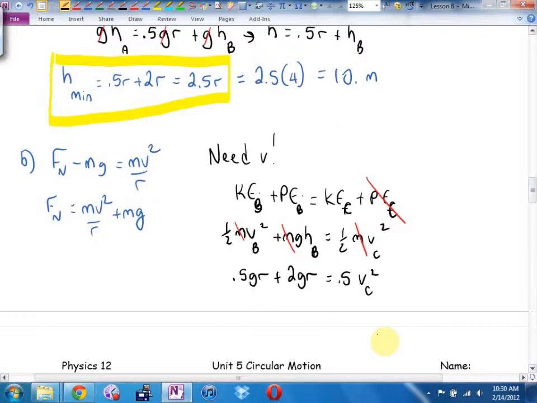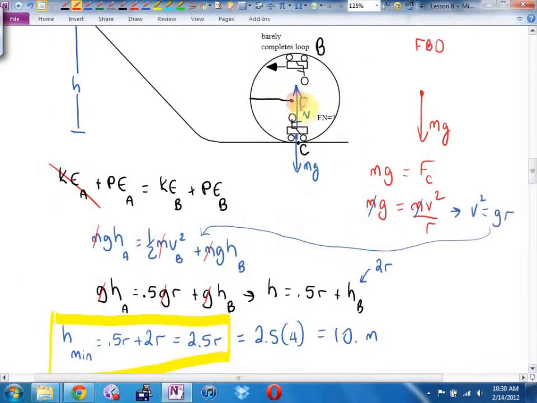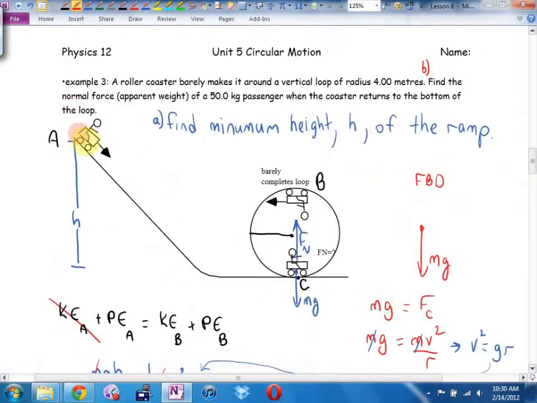I think I've got like terms just about here. Let's times by 2, and times by 2 to get rid of that one half and that one half. What's my height at B? How far from here to here? R. How far from here to here? R. Now, by the way, at A, I didn't want to deal with that because the question didn't tell me if I was standing still or not there. I said minimum height and assumed I was, but I know they told me that I barely made it through the loop, so I used this height here because I knew more information about it.